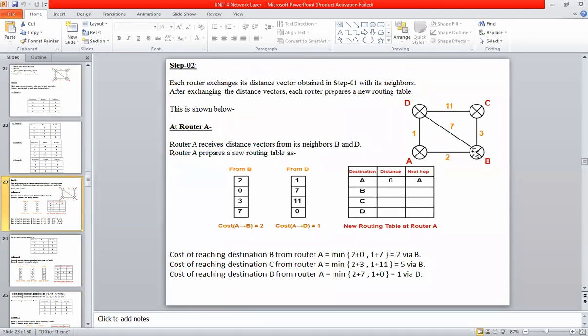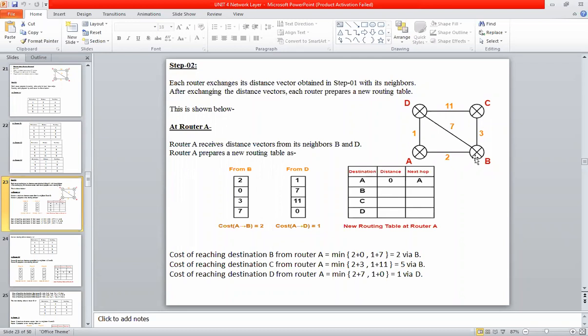For B to B, the destination is the same router, so the distance is 0. For the same router and the same destination, no distance is mentioned, so we are updating that as 0.